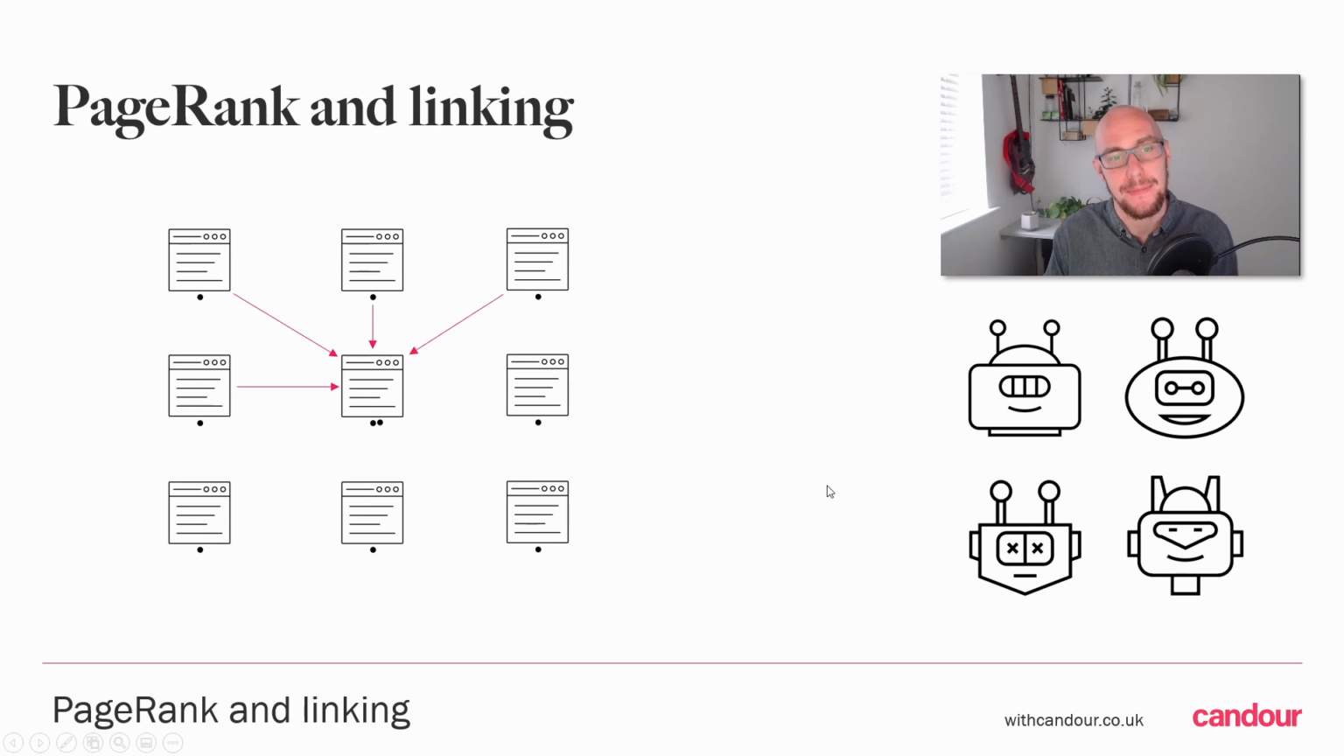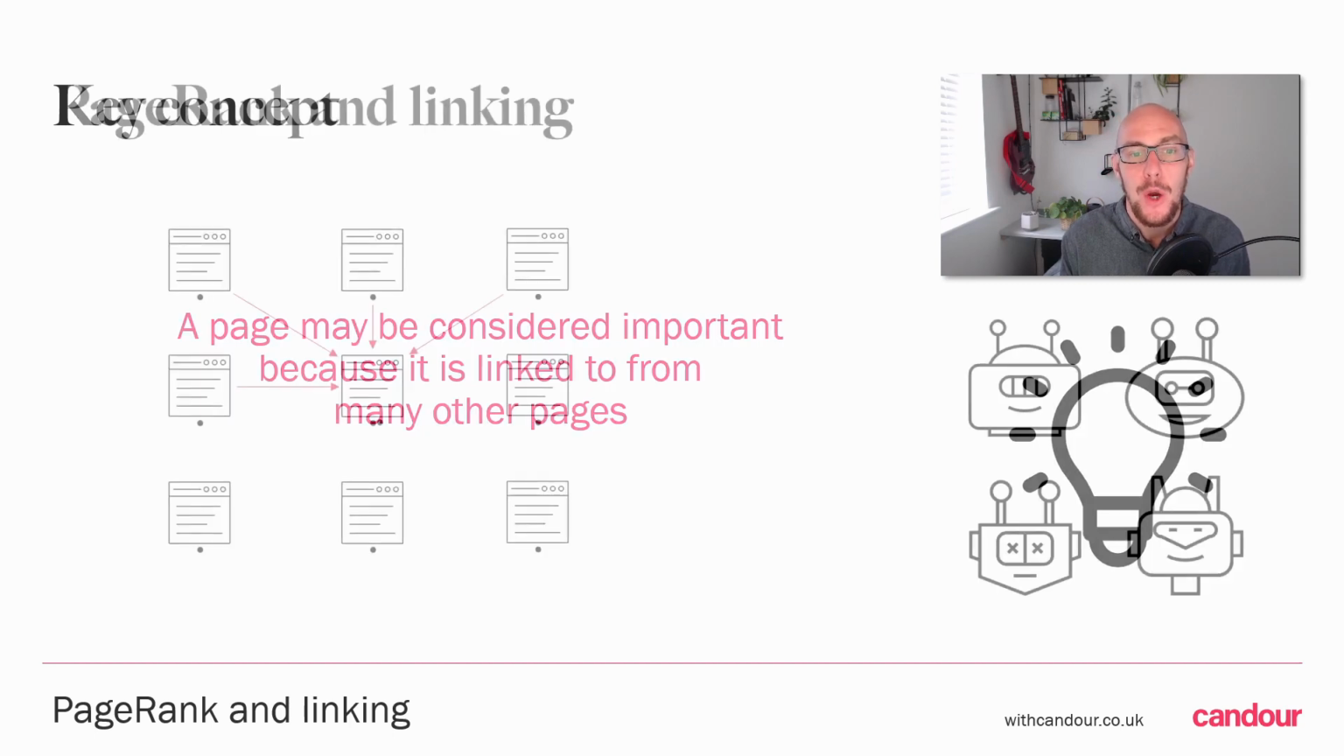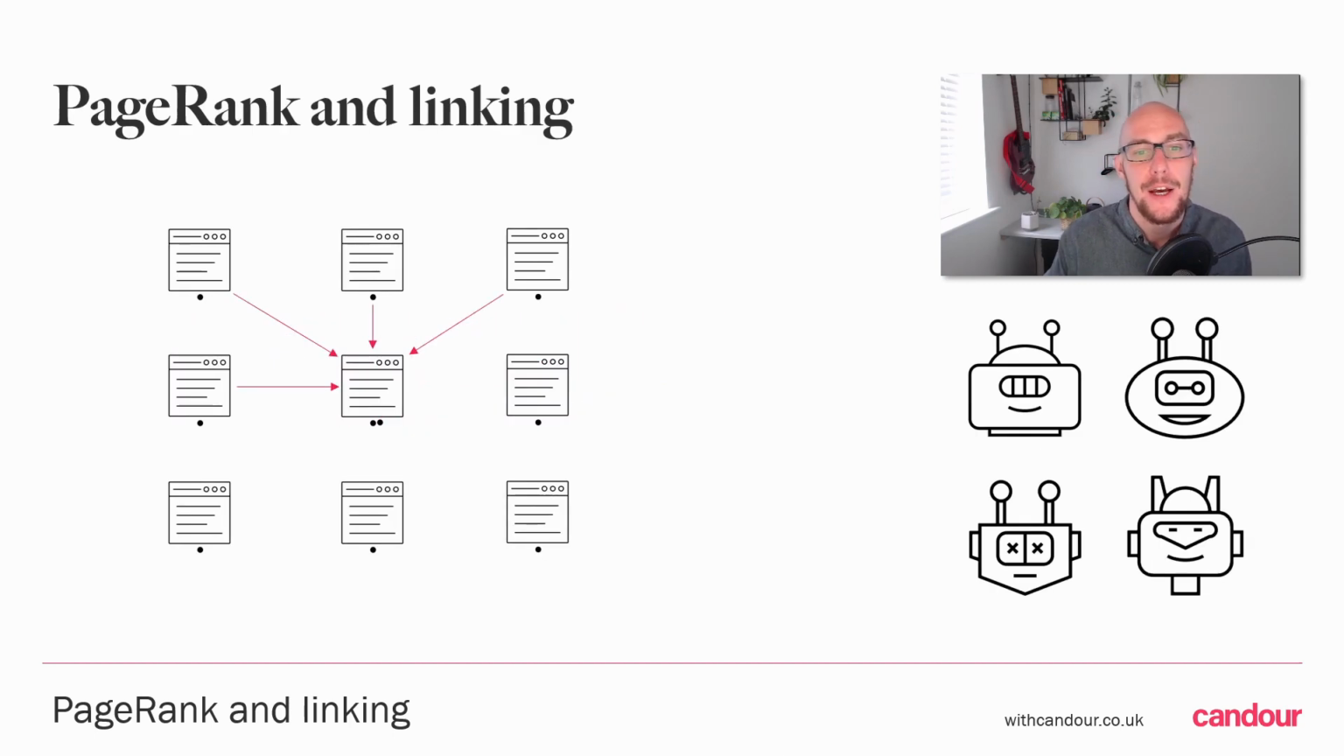So one thing that we can learn from this model is a key concept that a page may be considered important because it is linked to from many other pages, which is exactly what's happening here. So all of these pages are of equal importance, but this one here is linked to from many other pages, therefore it is deemed more important. Something else, though, interesting happens as we get to sort of the next level of this, which is what happens if this page decides to link somewhere, such as this page.